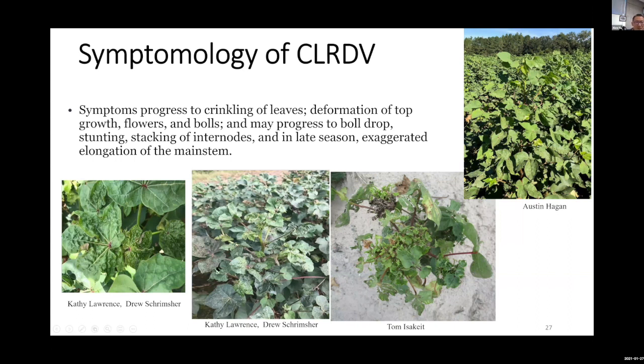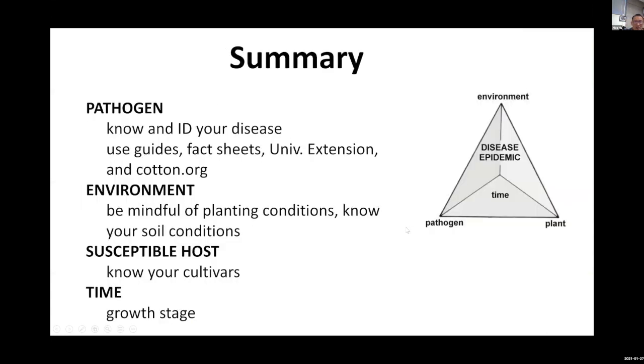It's more like the cotton leaf crumple virus that is transmitted by whiteflies. In terms of symptomology, it's kind of similar. You will see a lot of crinkling and deformation of top growth, and stacking of internodes. In Alabama, they also saw some of those cotton plants with a very elongated main stem late in the growing season. So, okay, just a quick summary.